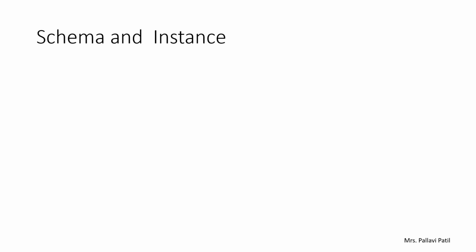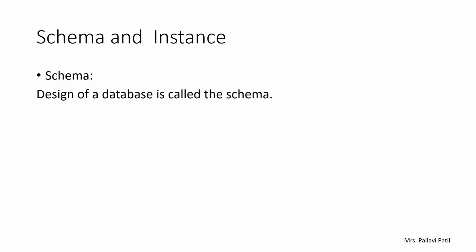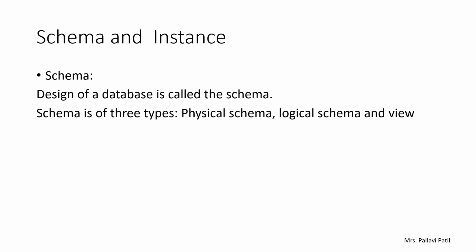So what is schema? Schema means design of database is called a schema, or it is also called a skeleton of your database. When we store the data into some format, it is called a database. So schema means overall structure of data, or it is also called a skeleton of your data. So when you store your data into a specific structure in the database, it is called a schema.